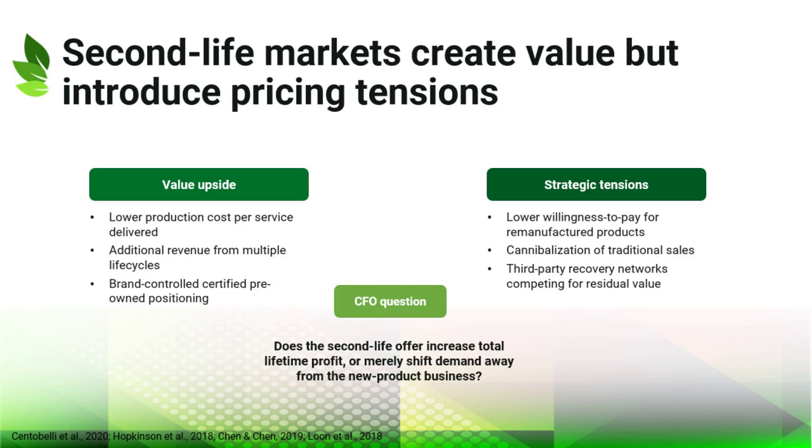Second life markets create both upside and tension. On the upside, remanufacturing, refurbishment, and reuse can lower production cost per service delivered and create additional revenue from multiple product life cycles. They can also support brand-controlled certified pre-owned positioning. At the same time, customers may be willing to pay less for remanufactured products, and second life offers can cannibalize traditional new product sales. Third-party recovery networks may also compete for residual value.